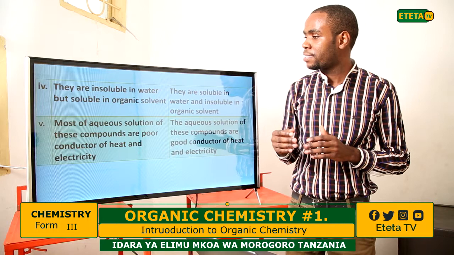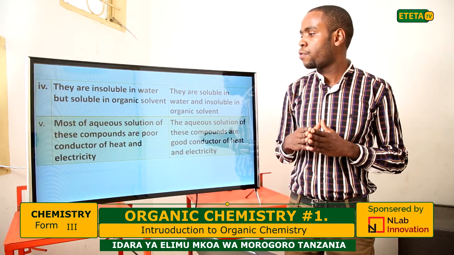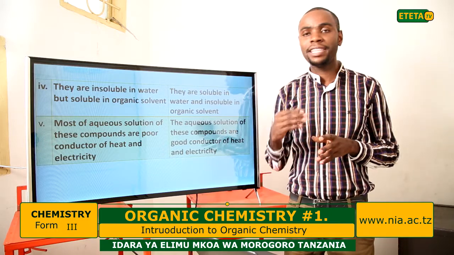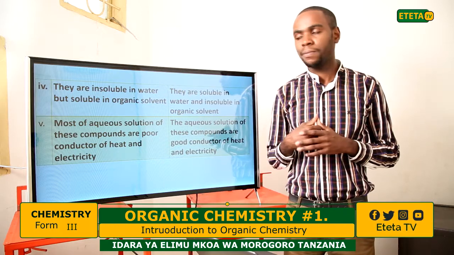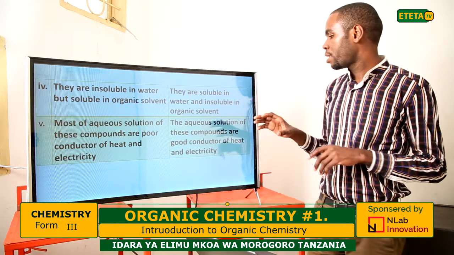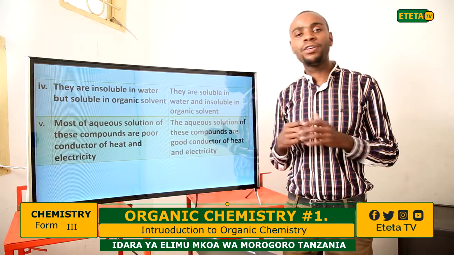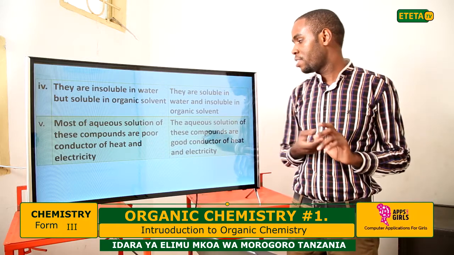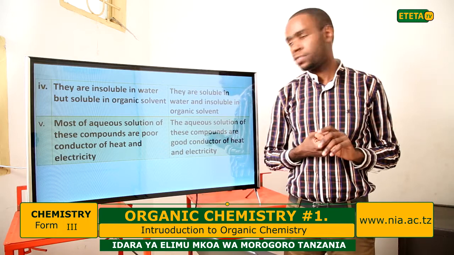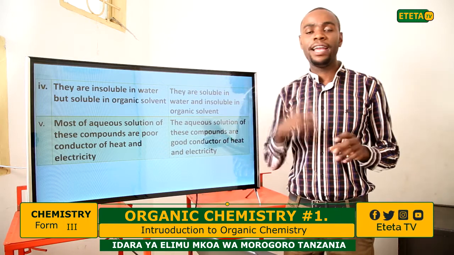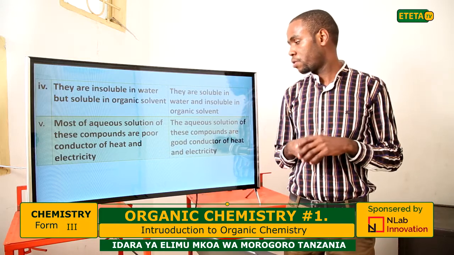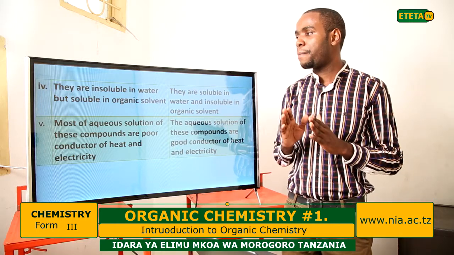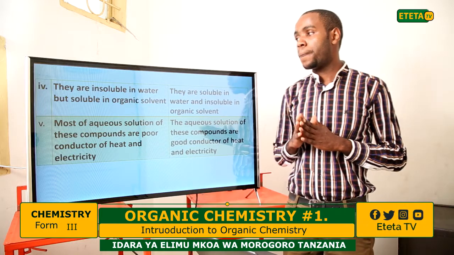Another difference is this. Most aqueous solutions of organic compounds are poor conductors of heat and electricity. They do not allow heat and electricity to pass through. But the aqueous solutions of inorganic compounds are good conductors of heat and electricity. These are used in the electrolysis process because most of them allow electricity to pass through. So these are the differences between organic compounds and inorganic compounds.